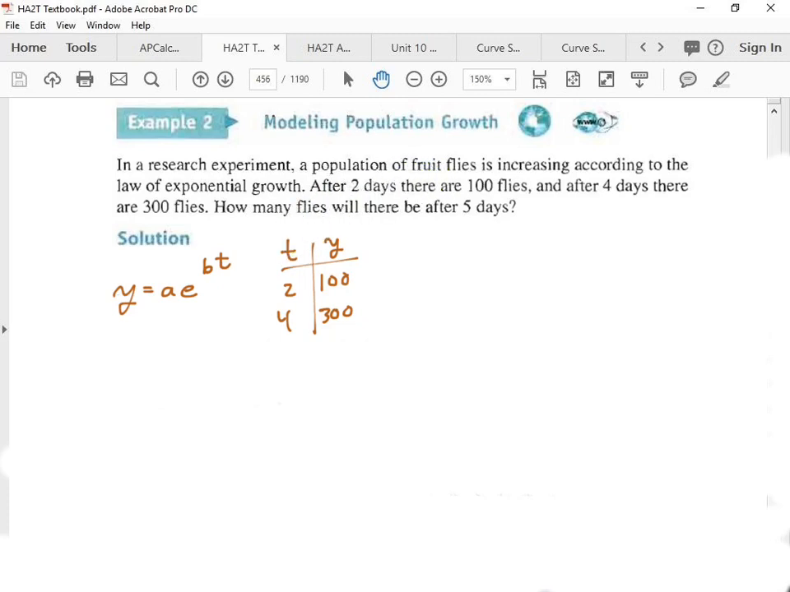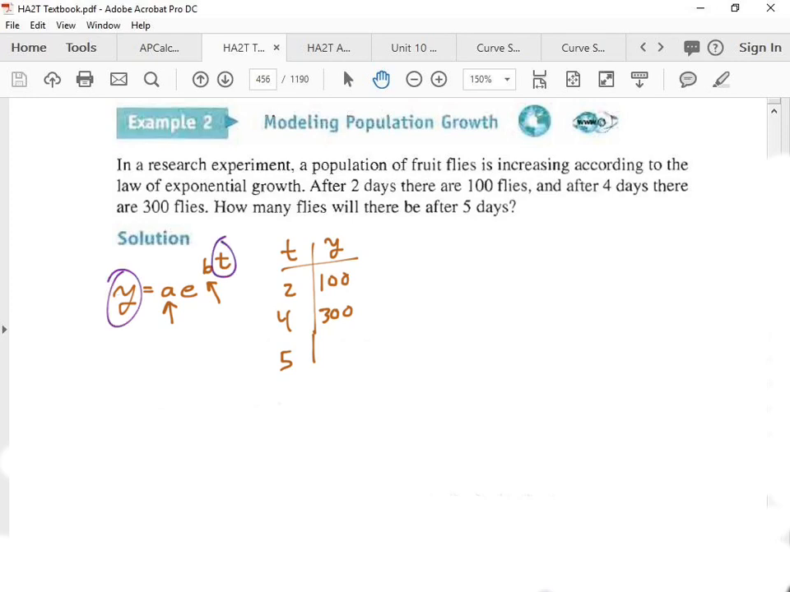Well, this kind of stinks because I don't have anything to plug 5 into. If I plug 5 into this, I'm not going to get an answer. So we must find the A and the B. If we find the A and the B, then we can plug in 5, and then we will get an answer. So looks like we have a job to do. We have to find that A and that B. How are we going to do that?